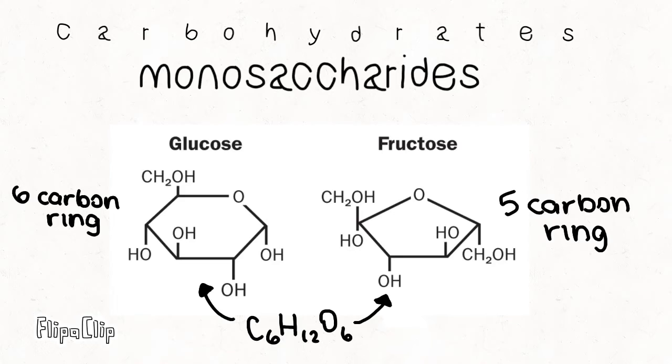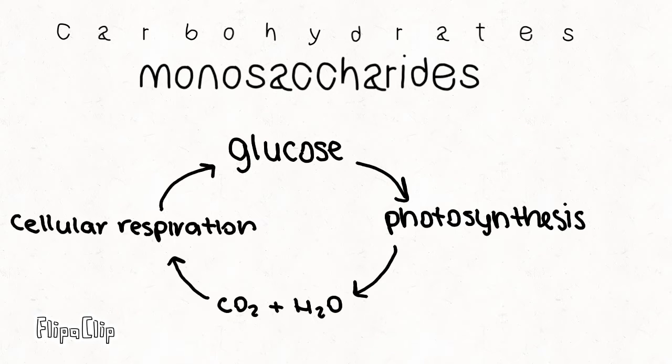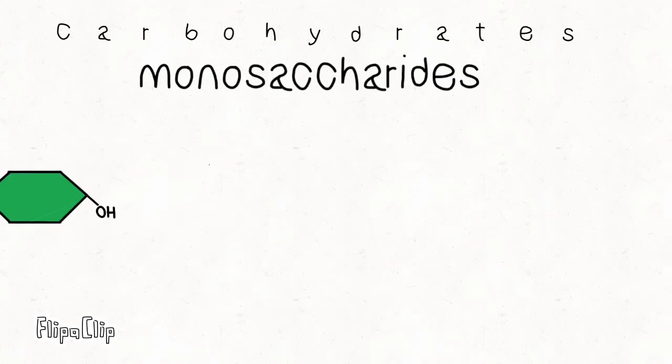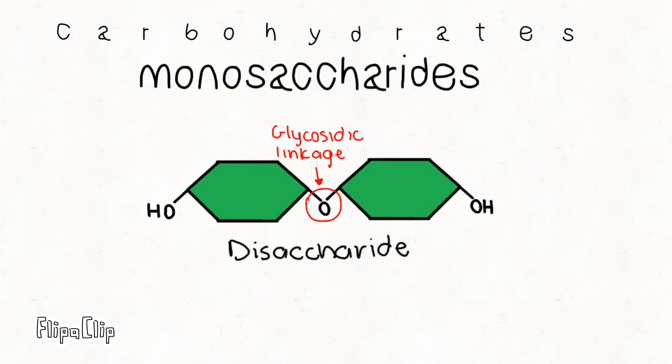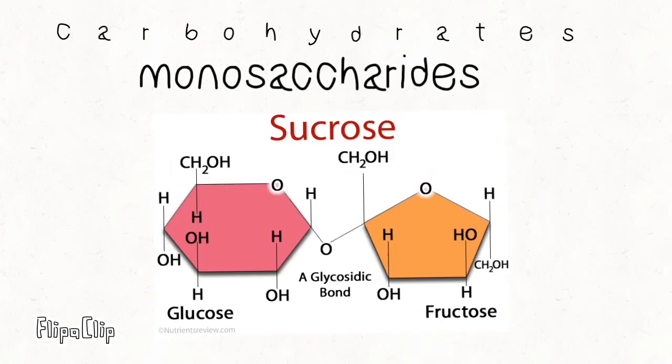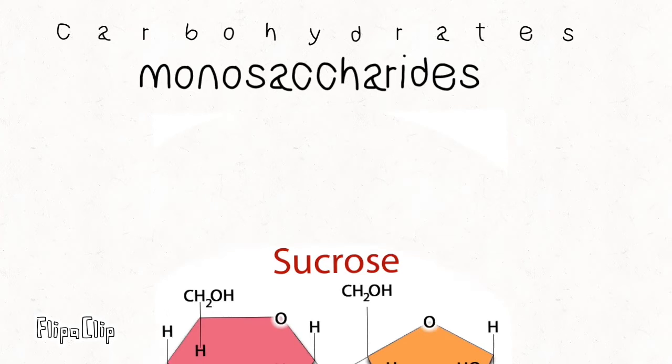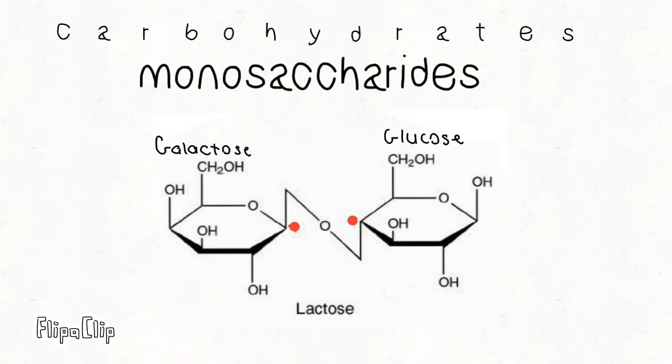Monosaccharides, particularly glucose, are a major fuel for cellular work. They also function as the raw material for synthesis of other monomers such as amino acids and fatty acids. Two monosaccharides can join with a glycosidic linkage to form a disaccharide via dehydration. For example, sucrose is formed by joining glucose and fructose. Lactose is formed by joining glucose and galactose.